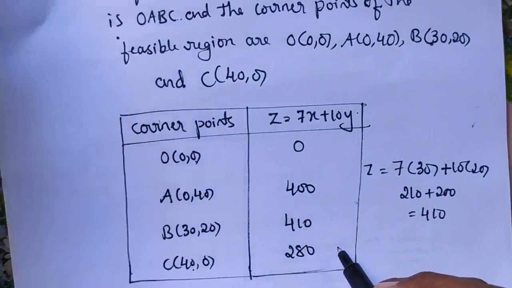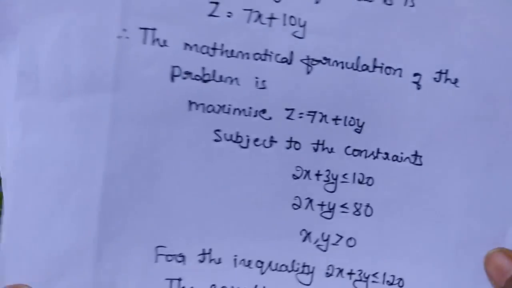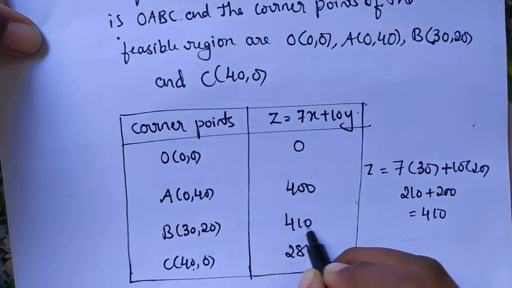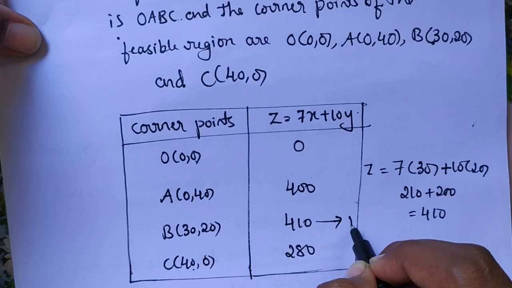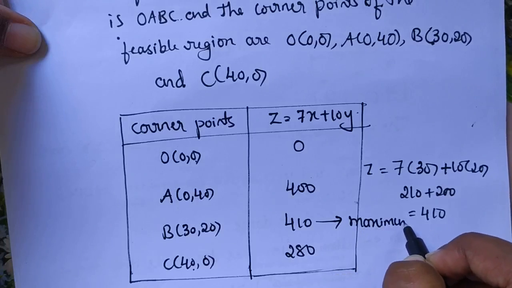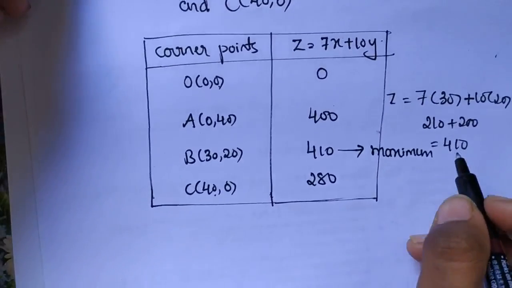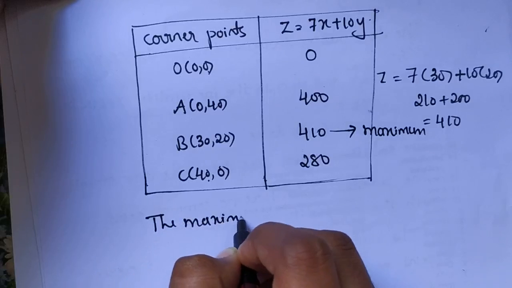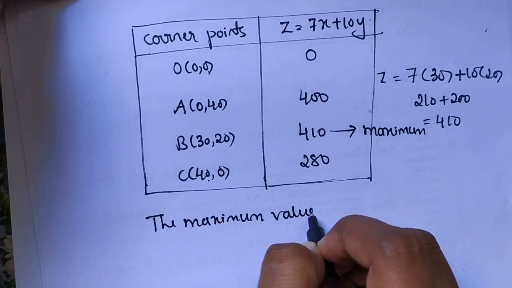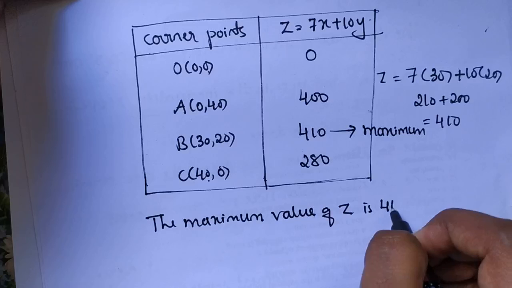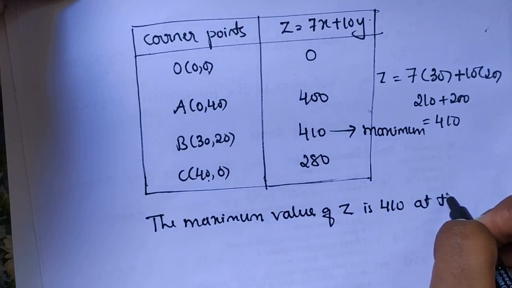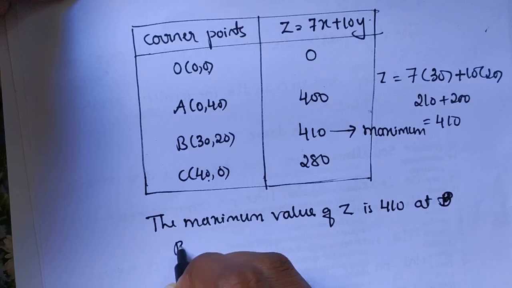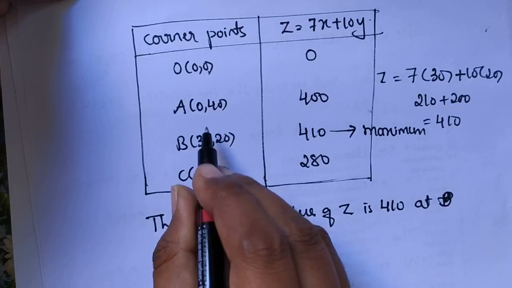The objective is to maximize the profit function. So, we check for the greatest value here. Greatest is 410 and this will be the maximum value. Then we conclude that the maximum value of z is 410 at the point B of 30 comma 20.